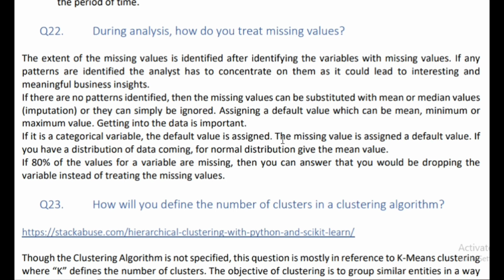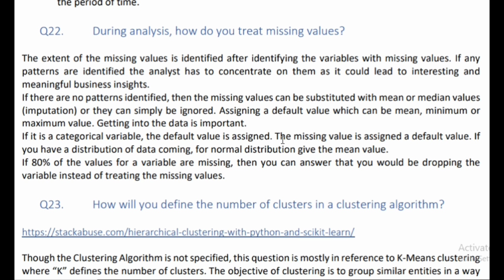Question number 22. During analysis, how do you treat missing values? Answer. The extent of the missing value is identified after identifying the variables with missing values. If any patterns are identified, the analyst has to concentrate on them as it could lead to interesting and meaningful business insights. If there are no patterns identified, then the missing values can be substituted with mean or median values. That is called imputation, or they can simply be ignored.